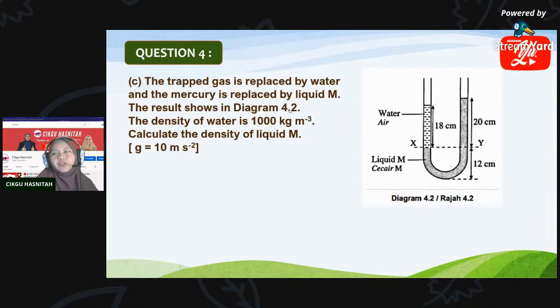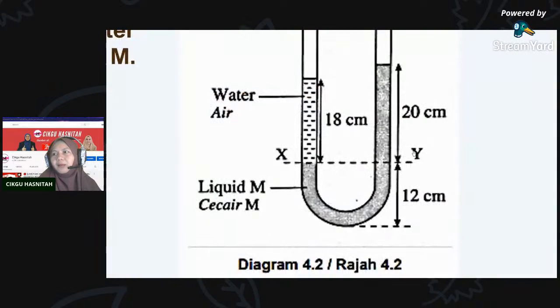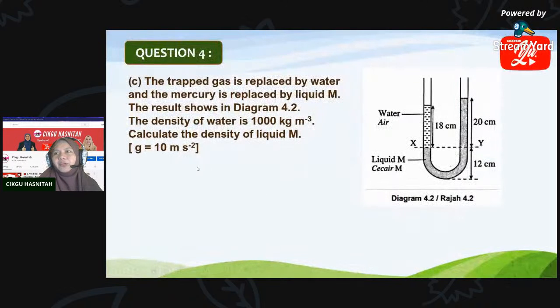So how to do this question? Now, in this column, we have liquid M, and up here we have water. This is X and Y, which are at the same level. The height of water from X is 18 centimeter, if you look at this diagram, and the height of liquid M from point Y is 20 centimeter. So the question is to calculate the density of liquid M. So how to do this if it involves two types of liquid inside the same column?